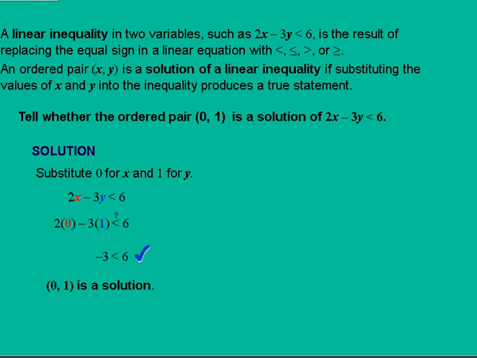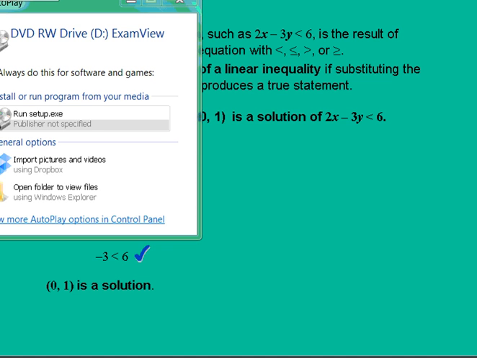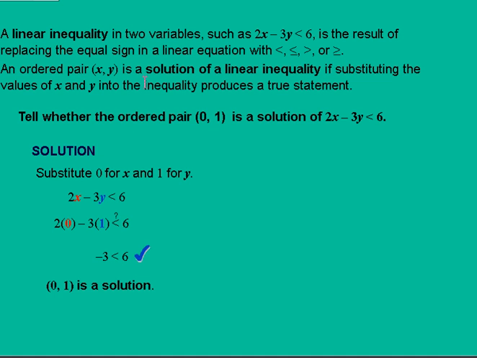When working with linear inequalities, I'm going to find a variety of solutions that make the statement true. But there are also ones that will not make the statement true. So my job is always to test it to see, is this going to be true if I put in these ordered pairs? So in this case, I have 2x minus 3y is going to be less than 6. So I'm going to substitute 0 in for x, and 1 in for y. If this is a true ordered pair, that makes a true statement.